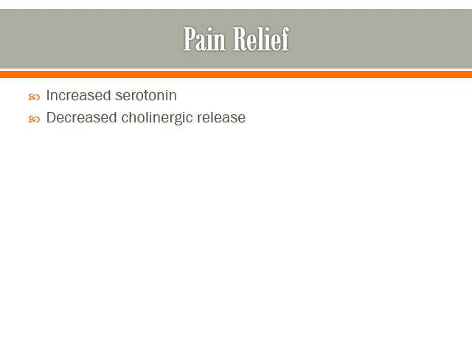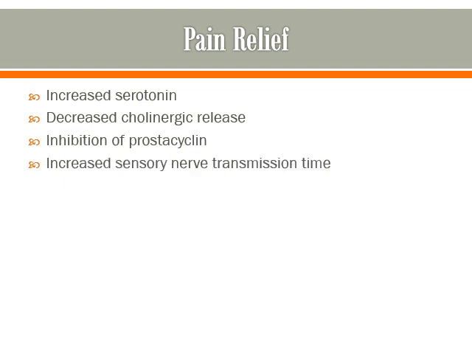Decreased cholinergic release is another thing that also reduces the transmission of pain. Inhibition of prostacyclin, which is an inflammatory marker, which during the inflammatory phase increases pain production. It increases sensory nerve transmission time. So remember, if you're increasing sensory nerve transmission time, that essentially means you're slowing it down. So if the sensory nerves are taking pain information back to the central nervous system, if you slow that down, you're going to have increased pain relief.